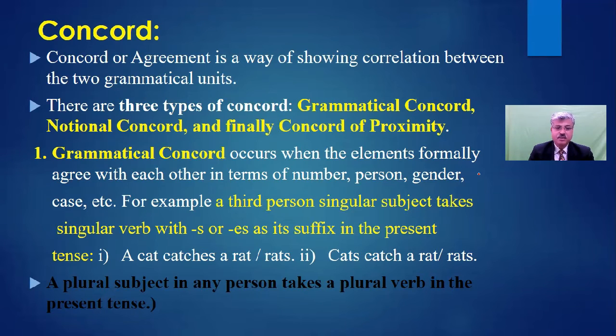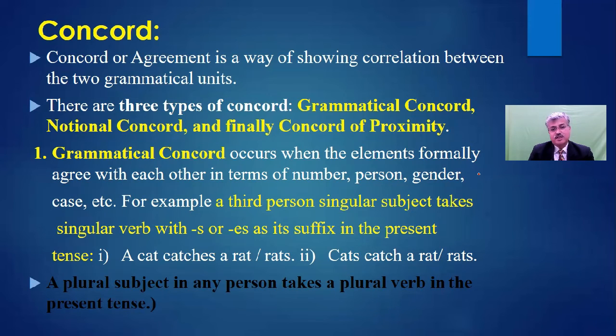In the first example, a cat, the subject is singular, so it takes a singular verb, catches. In the second example, cats catch a rat or rats. Cats, the subject is plural, so there is a use of a plural verb, catch. So this is called SV concord, subject-verb concord.